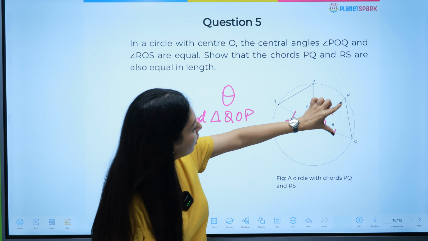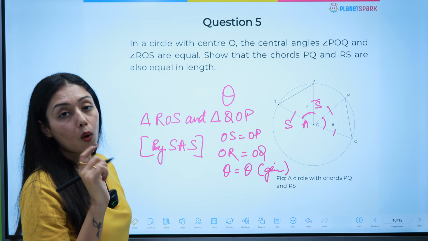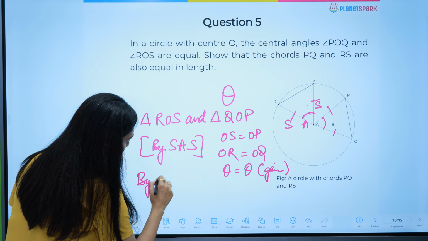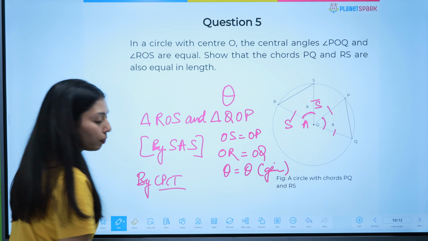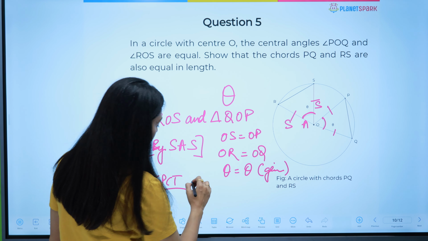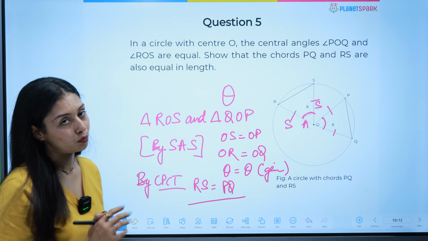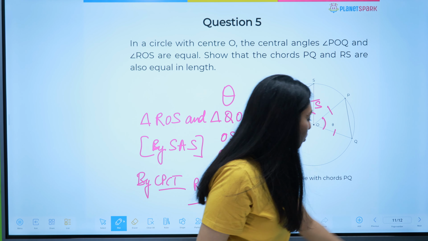So what all is equal there? By SAS you can write: OS is equal to OP, OR is equal to OQ, theta is equal to theta. Or you can write the name of the angle, angle ROS is equal to angle QOP. Both are theta, right? So by SAS they are congruent. Then by CPCT we can write the rest of the parts also equal, that is RS is equal to PQ. Hence proved.